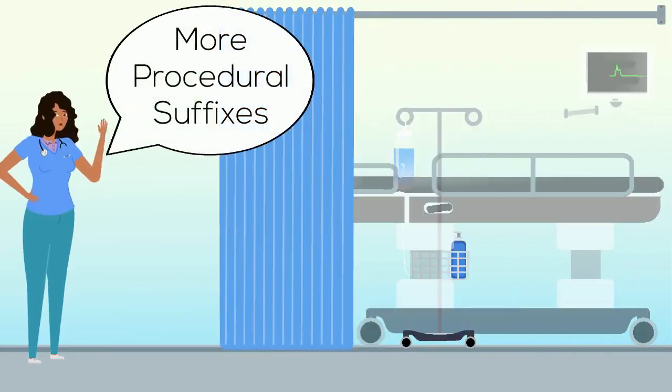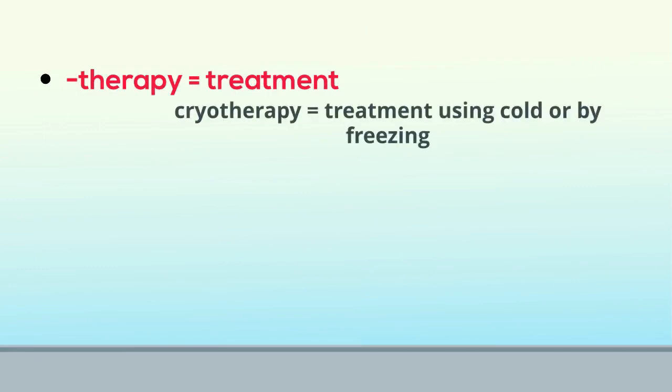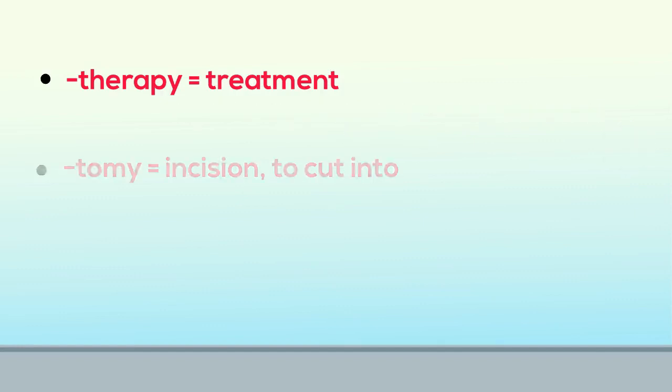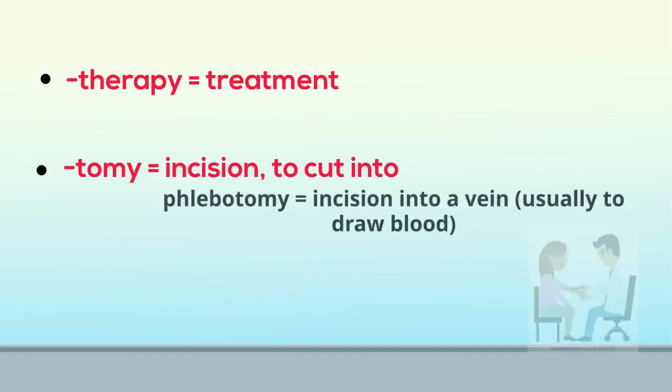Okay, here we are on our last set of procedural suffixes. So we have therapy. Therapy means treatment. Cryotherapy, treatment using cold or by freezing. And tomy. Tomy means incision, to cut into. Phlebotomy, incision into a vein.